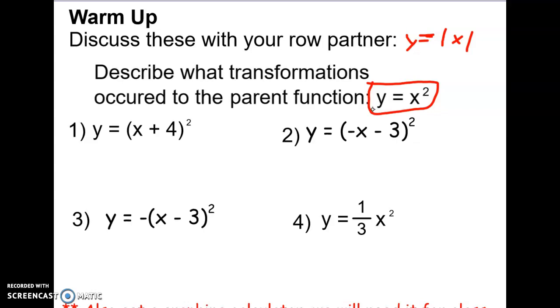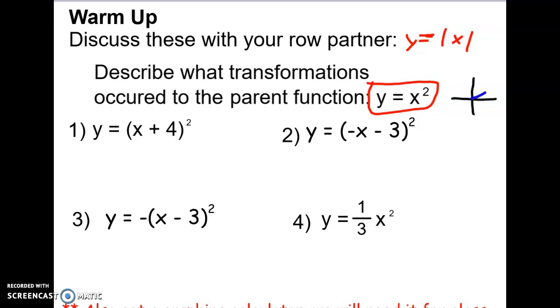So before we dive into that, review these quick, pause the video, and then I'll go over. How are they different, right? The question here is how are they different than this parent? Okay, so quick review. The x squared function is just a parabola, U shape, all right?